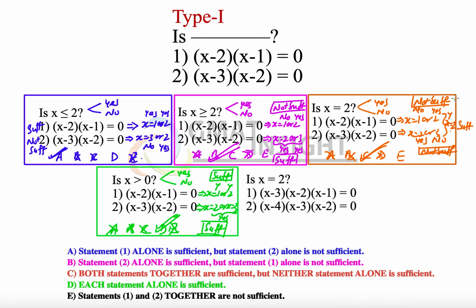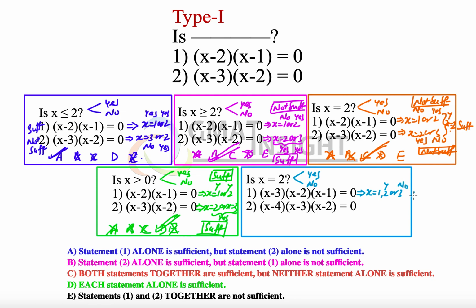And now the fifth question. Now the fifth question is typically a question like this, in which the question is asking, is x equal to 2? Now again, the answer of the question needs to be given in the form of either yes or no. There should be a consistent definite answer. The first statement here, I have modified the first statement a little. There is one more factor that has come in here. So because of which it says that x is either 1 or 2 or 3, which means is x 2? The answer could be yes, the answer could be no. That means the first statement alone is definitely not sufficient.